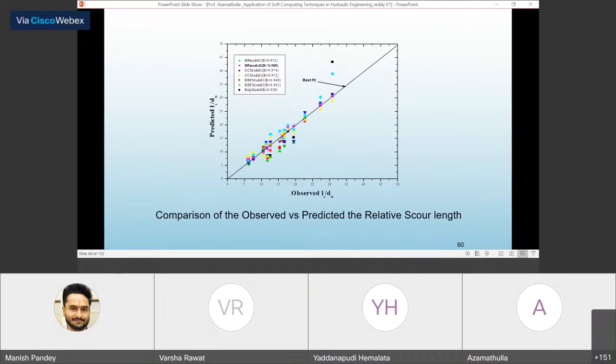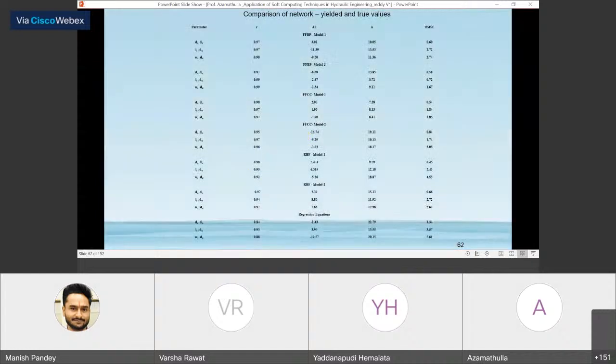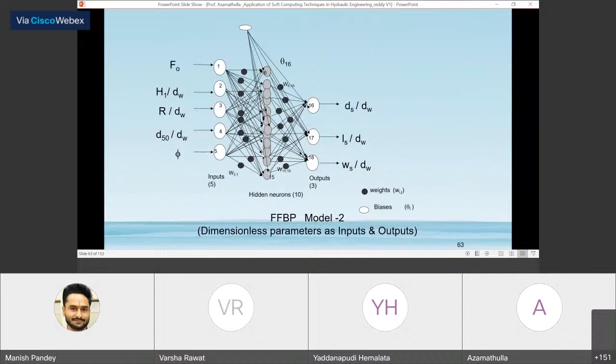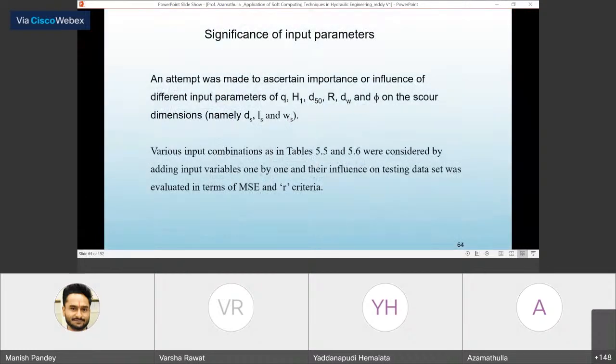These are the comparison of model 1 and model 2. This work was published in ASCE Hydraulic Engineering. So this is the model we recommended at that time. Dimensionless input parameters are significant inputs. That's what I want to show you.